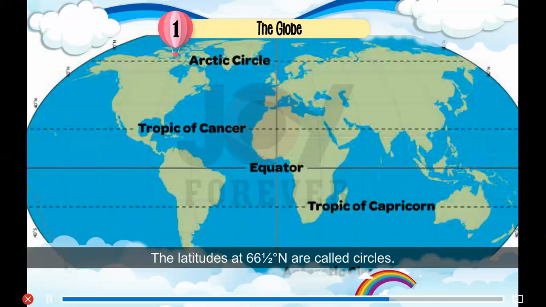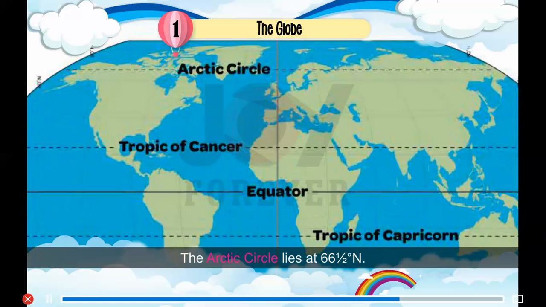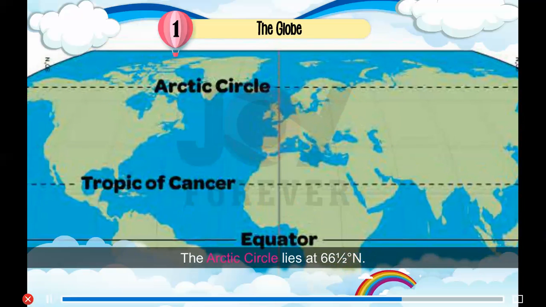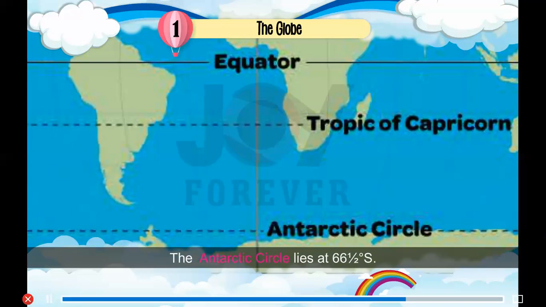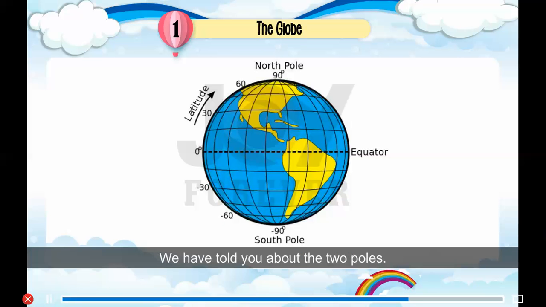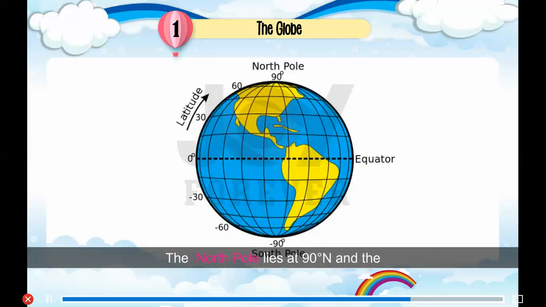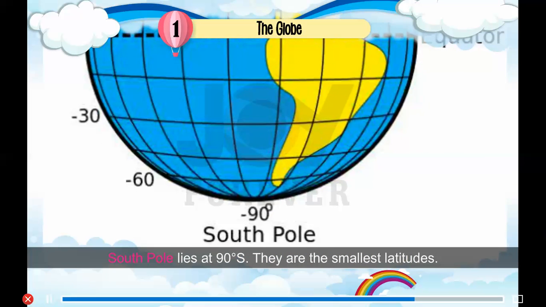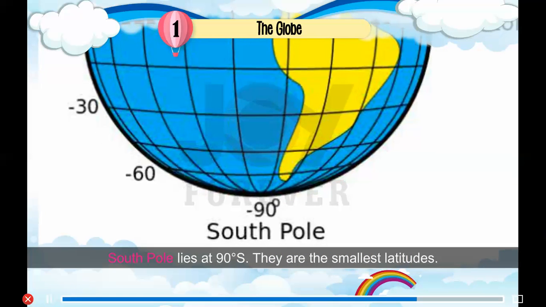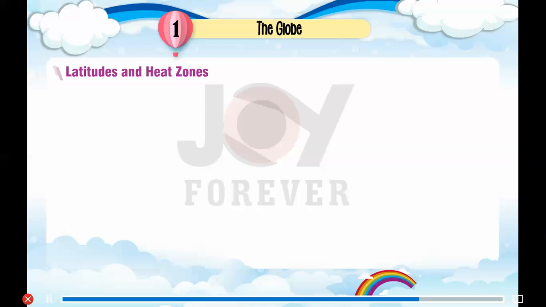Circles. The latitudes at 66.5 degrees north and south are called circles. They are two in number, one in the Northern Hemisphere and the other in the Southern Hemisphere. The Arctic Circle lies at 66.5 degrees north. The Antarctic Circle lies at 66.5 degrees south. Poles. We have told you about the two poles. The North Pole lies at 90 degrees north and the South Pole lies at 90 degrees south. They are the smallest latitudes.